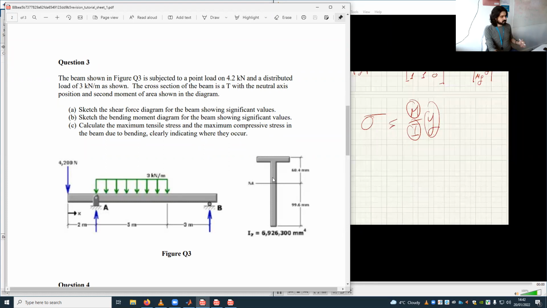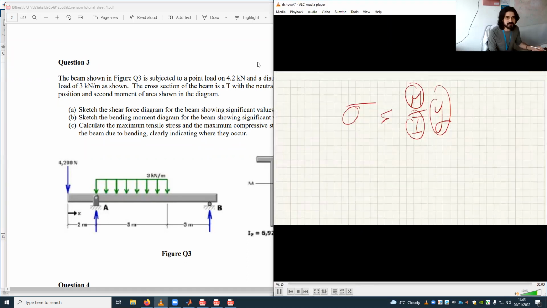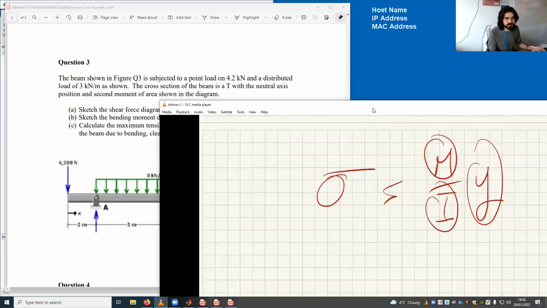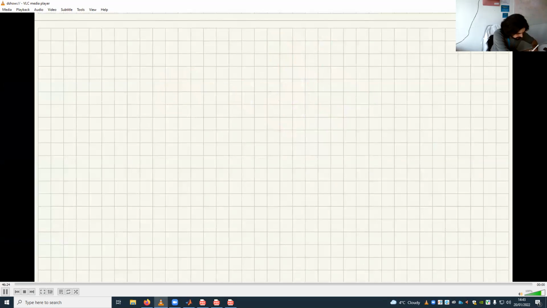All right? So let's do this. Very, very easy. I mean, it's very easy in principle, but it's quite long. Let me see if I can make this. So let me clear this, and let me draw this beam. So this is question 3, we said. Question 3.